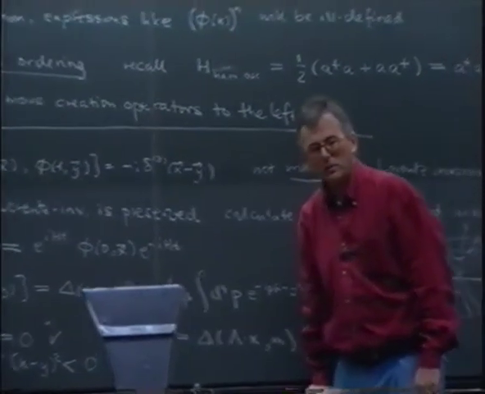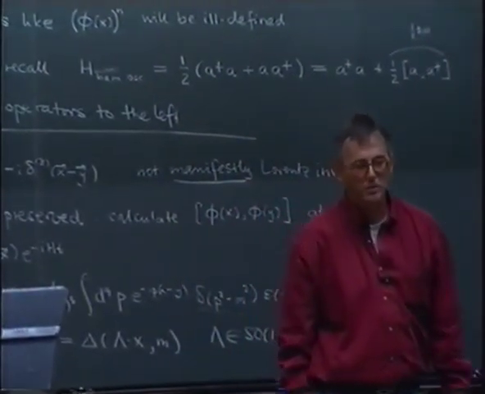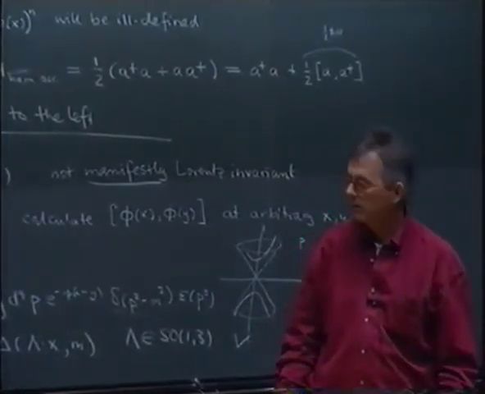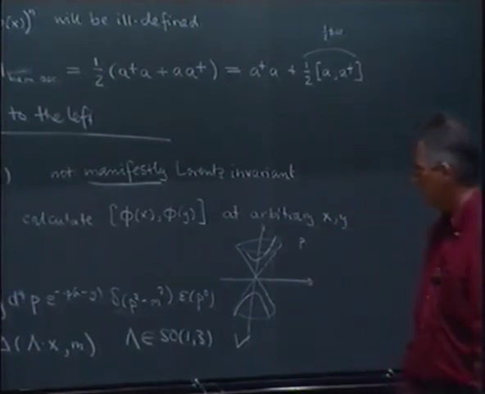Now, for interacting quantum field theories, of course, this is much, much harder to check. And if you cannot solve the theory exactly, the only thing you can do is check it order by order in perturbation theory.